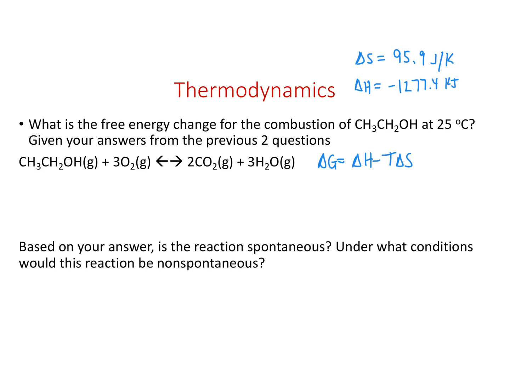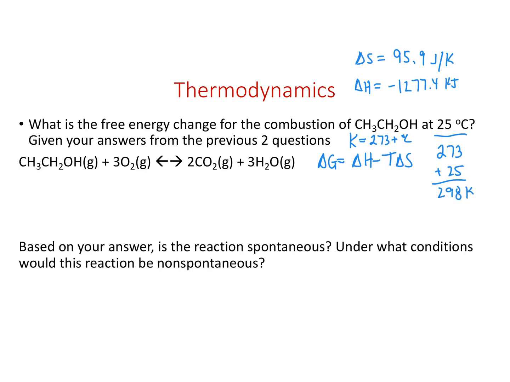Number 1, temperature needs to be in Kelvin. So Kelvin equals 273 plus degrees Celsius. So 273 plus 25 degrees Celsius, right? My temperature is 298 K.